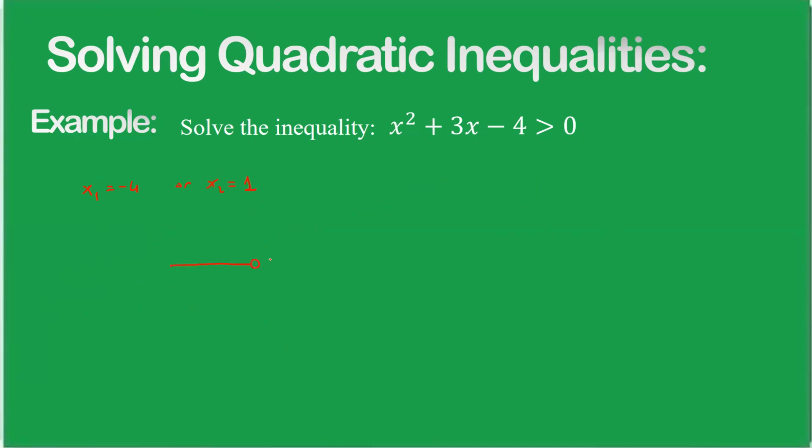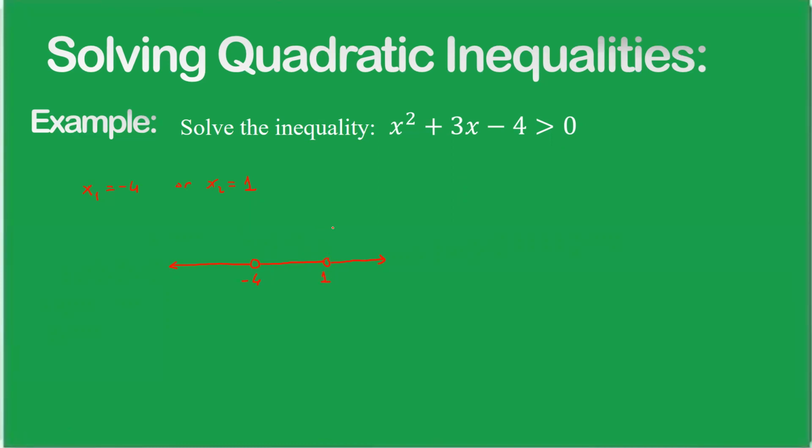Then let's draw a number line, like this. Let's take the critical points open. Why? Because here we have just greater than, not greater than or equal to. The critical points should be open; we have to use open intervals. Now again the numbers should be respectively minus 4 and 1.